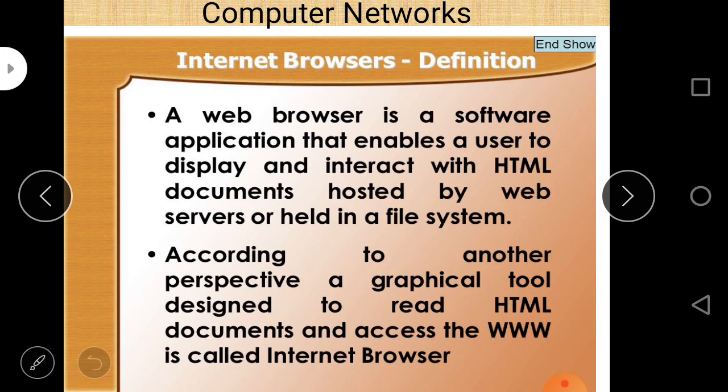And what is the work of a web browser? It basically enables a user to display and interact with HTML documents hosted by the web server or held in a file system. From another perspective, it is a graphical tool designed to read HTML documents and access the World Wide Web, called an Internet browser. So you can write both definitions if the definition of web browser is asked in your examination. This is the complete package.